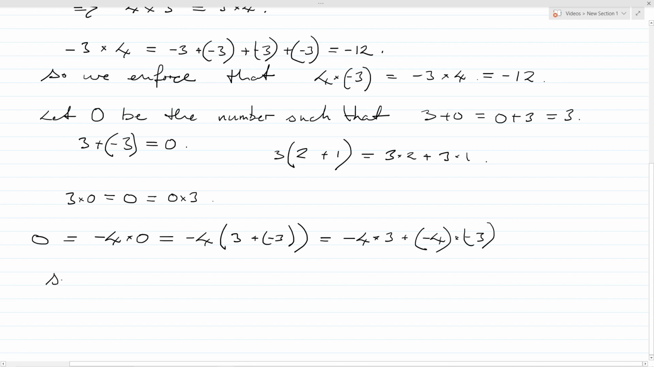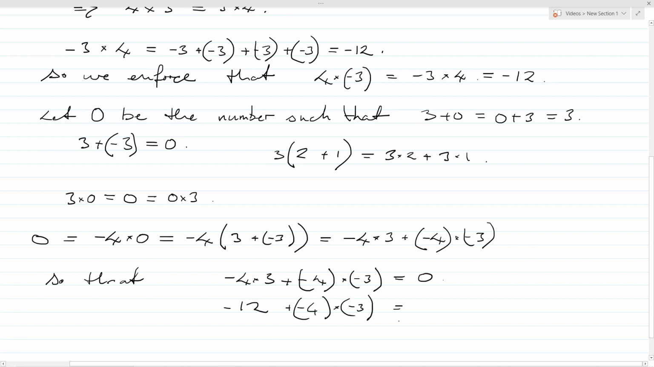Since this is all equal to 0, we can see that minus 4 times 3 plus minus 4 times minus 3 is equal to 0. Now we know what this is. This is minus 4 times 3, which we said was minus 12. So here we have it. We get minus 12 here, and we get minus 4 times minus 3. Then we add 12 to both sides, and we can see our answer, which is really quite nice. So here we get 12.